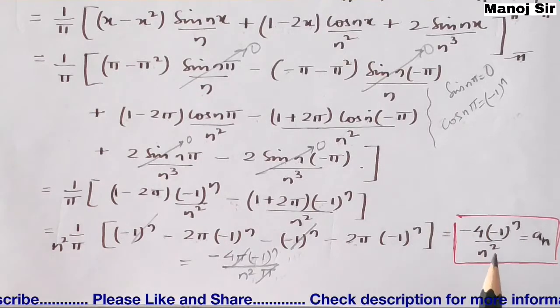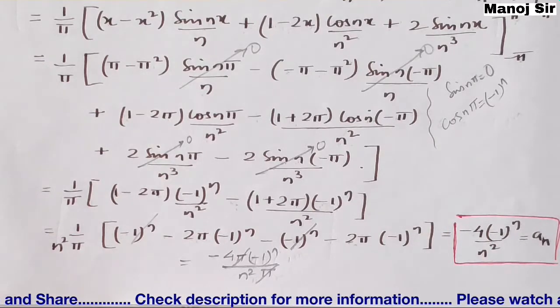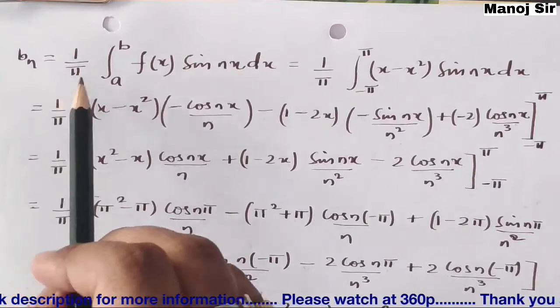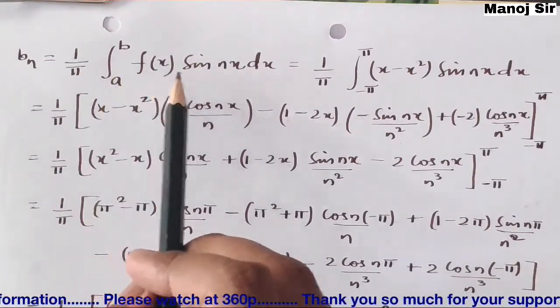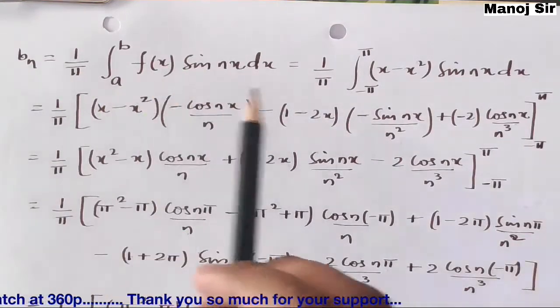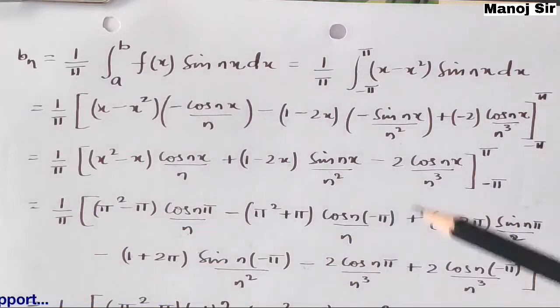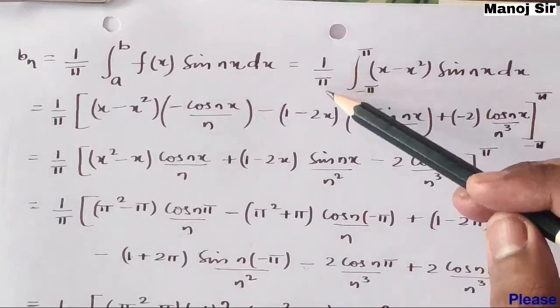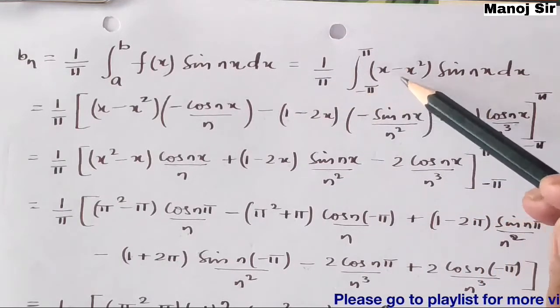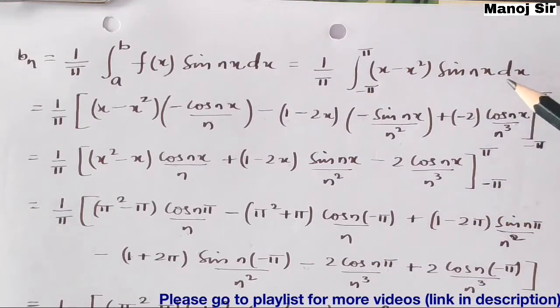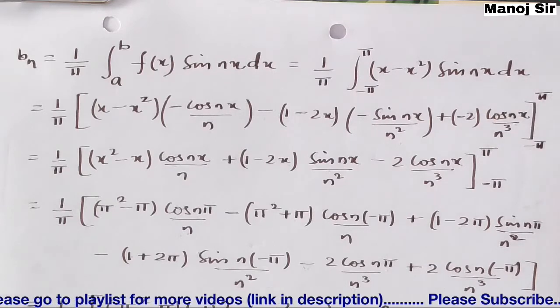Now after finding a naught and an, we will find bn. bn equals to 1 upon pi integration a to b f of x sin nx dx. A equals to minus pi, b equals to pi, and f of x equals to x minus x square. So this is bn equals to 1 upon pi integration minus pi to pi x minus x square into sin nx dx. Again we need to apply chain rule.